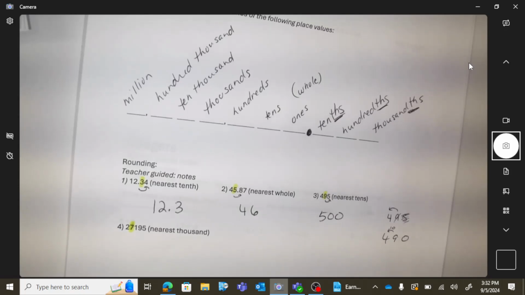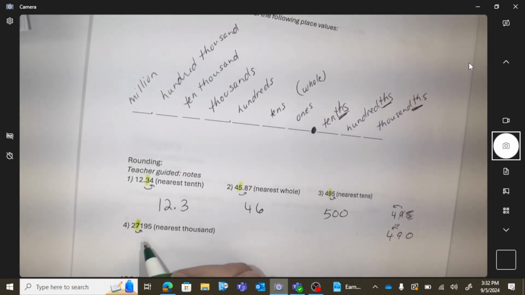So identify the 1,000 position. I look after it. So I say, do I stay or up? And the rule would be to stay.